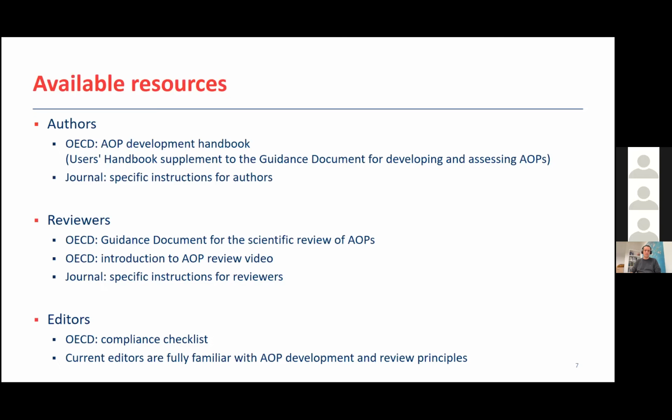For supporting the reviewers, we make use of the OECD's guidance document for the scientific review of AOPs, which was also mentioned by Natalie. And also an introductory video on AOP review, which is made available by the OECD. But again, also at the level of the journal, we provide a set of specific instructions for reviewers where we basically focus on the aspects that are deemed most important to primarily focus on during the review process. This document also lists the set of predefined questions that Natalie mentioned that need to be addressed during the review. So these are the materials that we have for the reviewers currently.